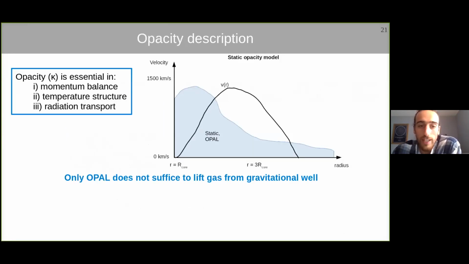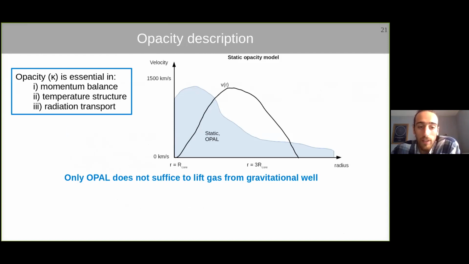So one last ingredient that we need for our models is a good description for the opacity. As I've said before, this opacity is prevalent in the radiation force, so in the momentum balance, and also in the heating and cooling terms, and thus sets the temperature structure of the wind. It's also important in the flux limited diffusion closure relation, that is, the expression for the radiation flux. So this affects the transport of radiation through your wind.